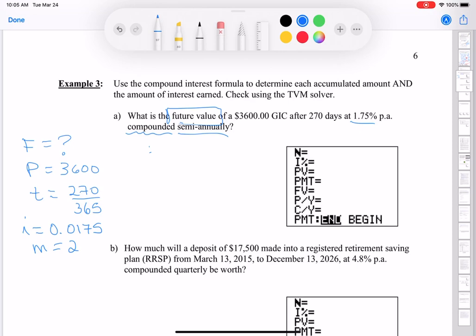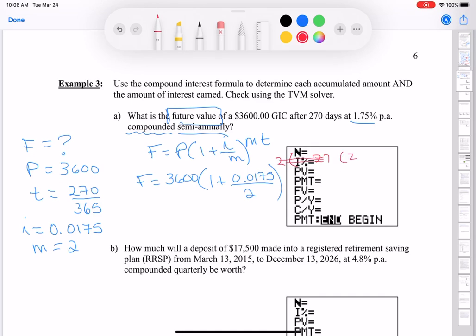All right, one more time, get my compound interest formula. Substitute in all of the values that I know. P is 3,600. i is 0.0175. m is 2, and our exponent is a little bit more complicated. It is 2 times 270 over 365.